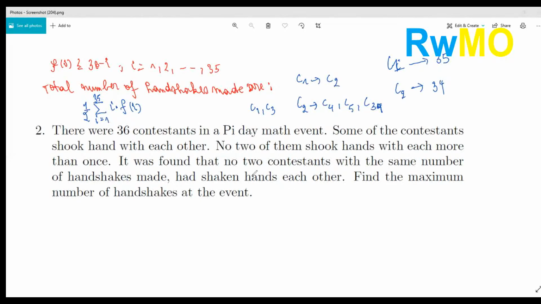The thing that matters is to take into consideration this condition here. It was found that no two contestants with the same number of handshakes made had shaken hands with each other. Due to this condition, we can deduce that contestant 1 makes 35 handshakes, and then contestant 2, 34. And then you can see that contestant 35 will make one handshake. So from this, we are now ready to just compute this sum.